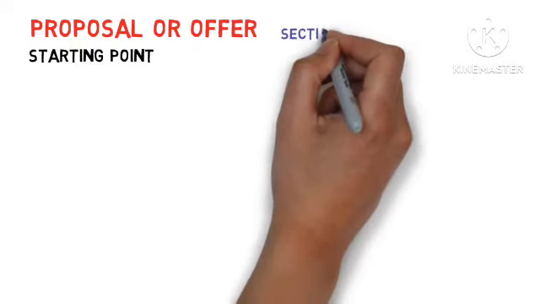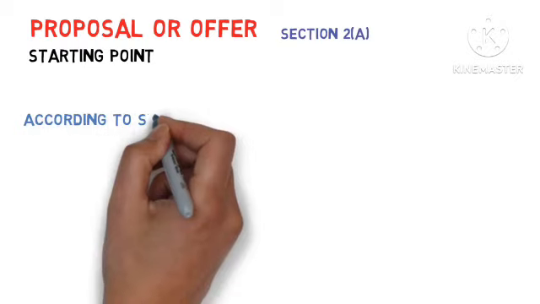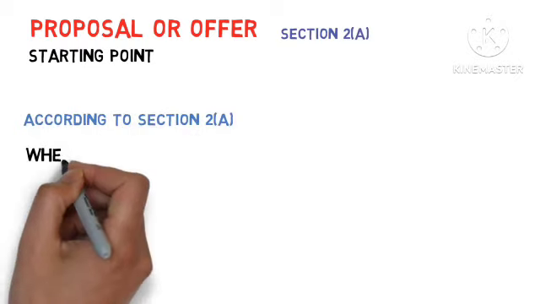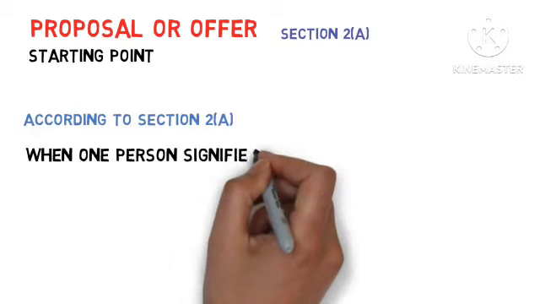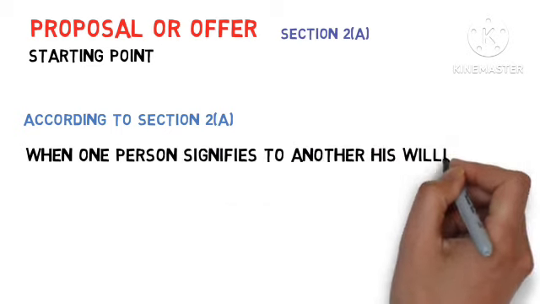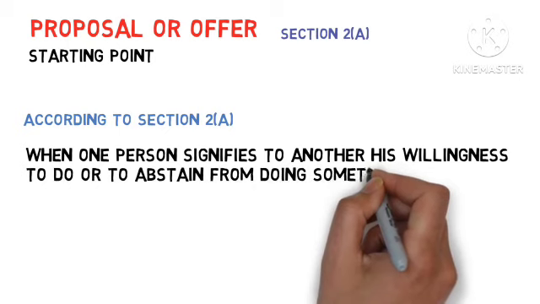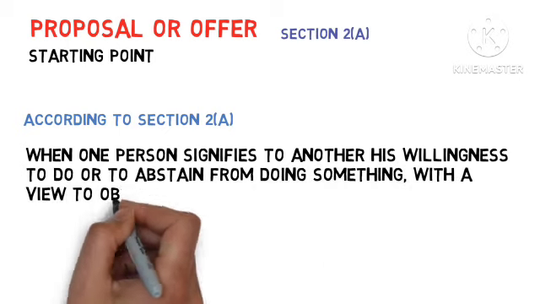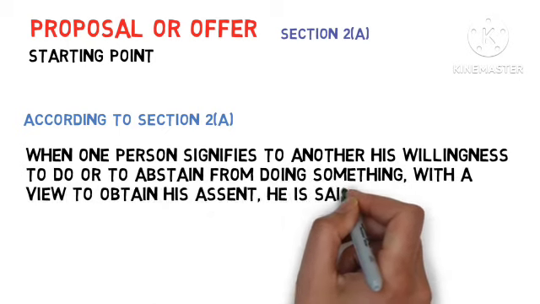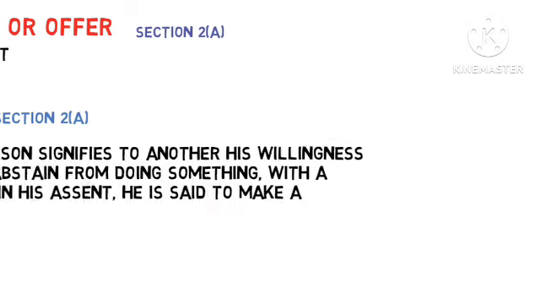Proposal. The proposal is the starting point in the process of formation of a contract. Section 2(a) defines proposal. According to Section 2(a), when one person signifies to another his willingness to do or to abstain from doing something with a view to obtain his assent, he is said to make a proposal.